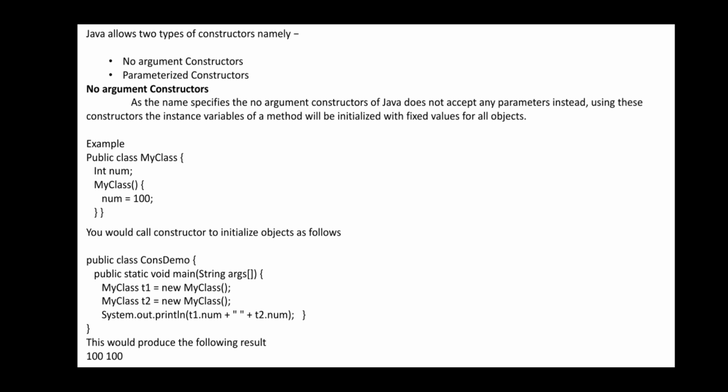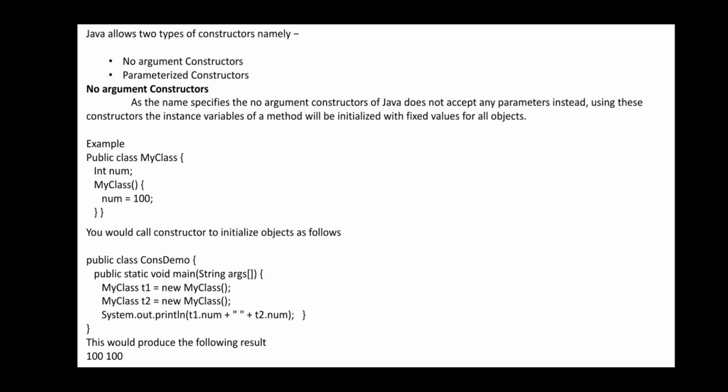So the no argument constructor, or default constructor, as the name specifies, does not accept any parameters. Using these constructors, the instance variables, meaning the class variables or class fields, will be initialized with fixed values for all the objects. However many objects you create, all of them will be defined with the same value itself.